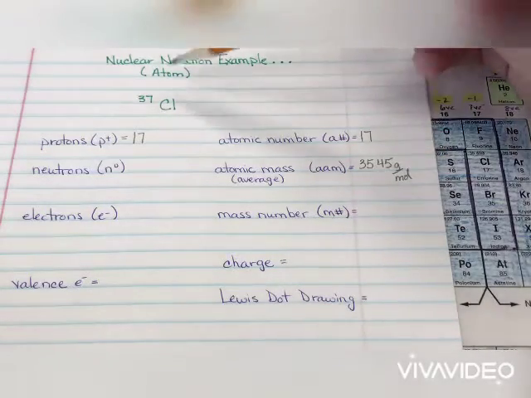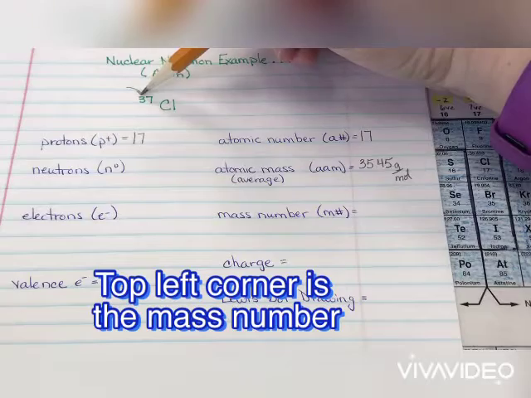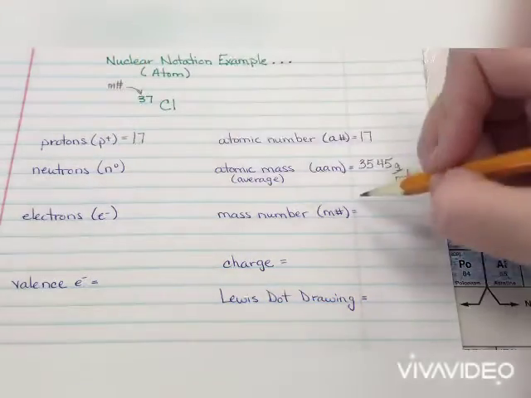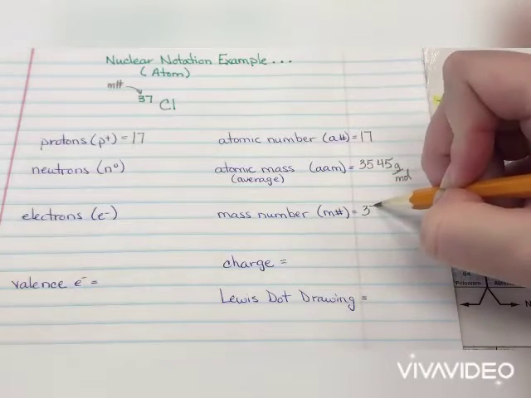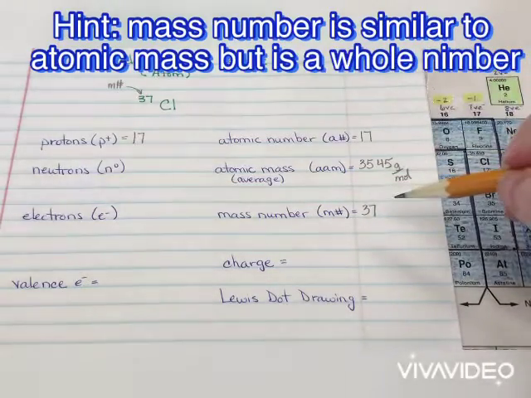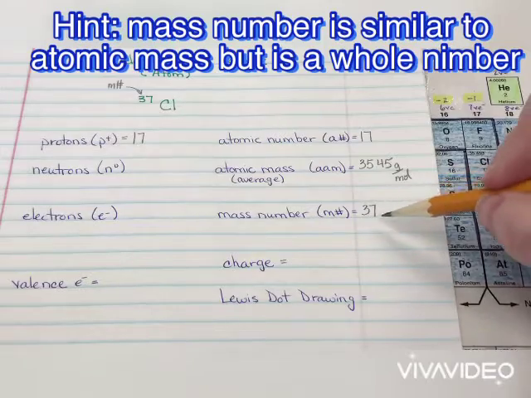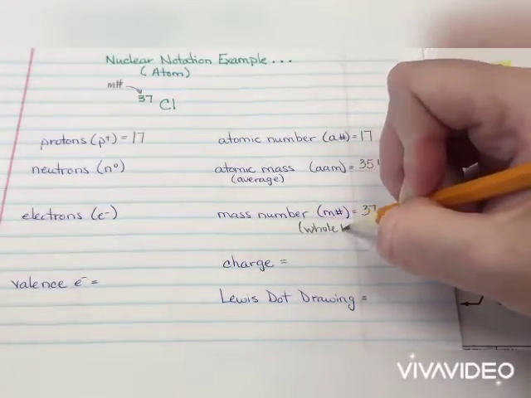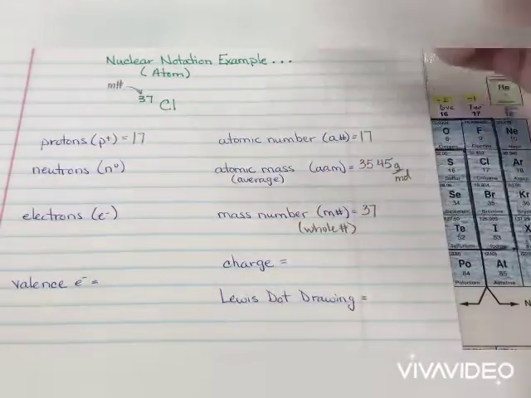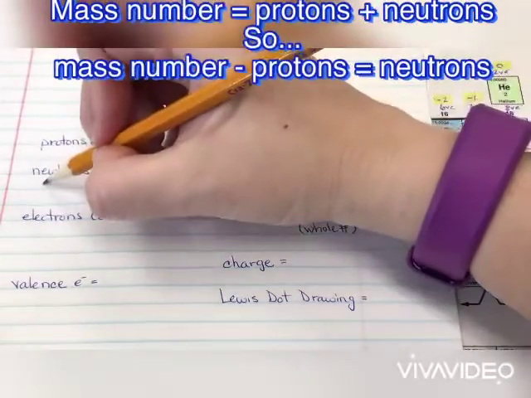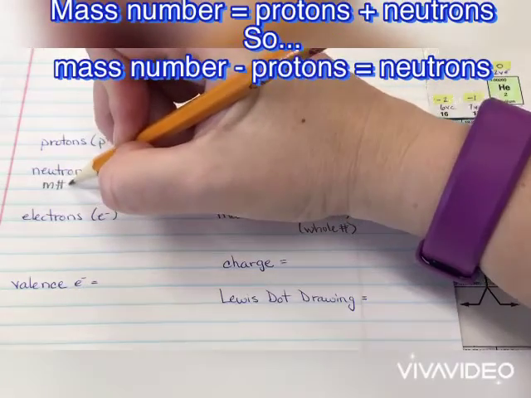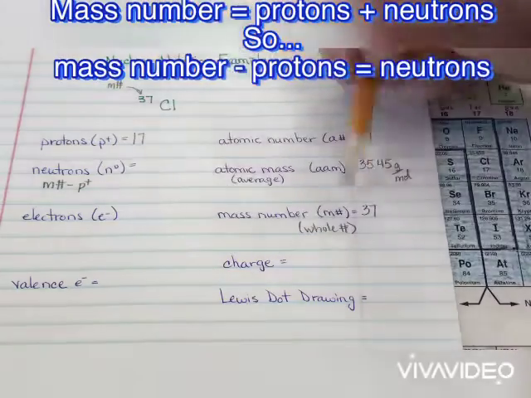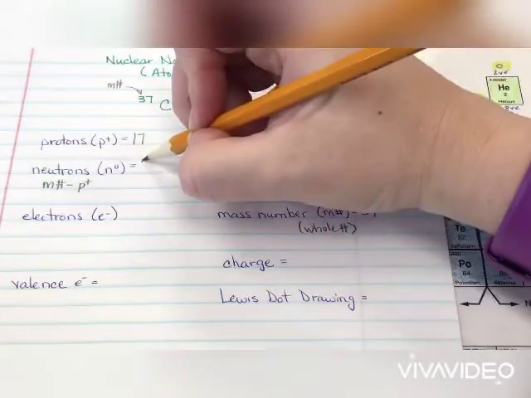Now in our problem, up in this top corner, we also have what's called our mass number. So bring that 37 down here, and that is going to help us identify how many neutrons. Remember, this mass number is always a whole number. To find neutrons, you're going to take your mass number and you're going to subtract the number of protons. So 37 minus 17 will give us 20.